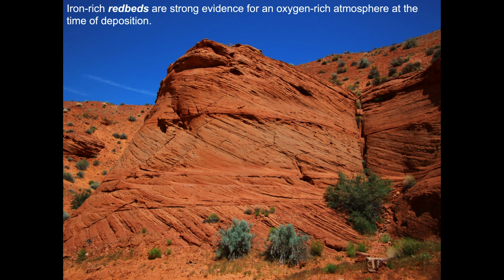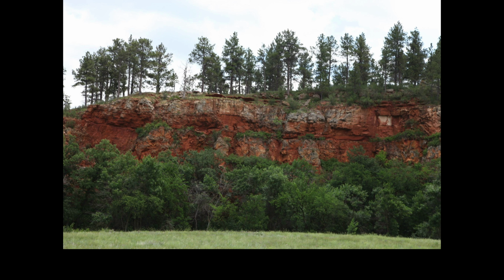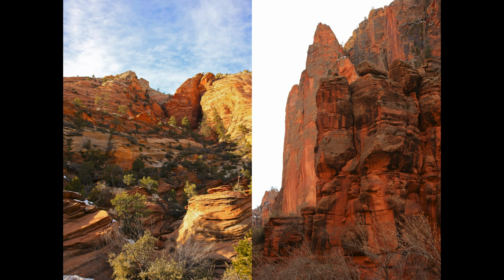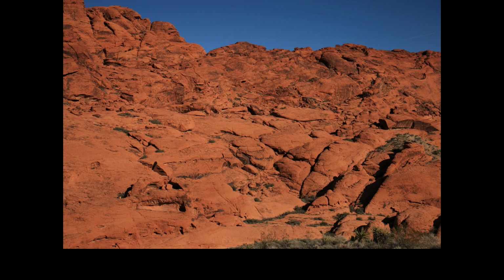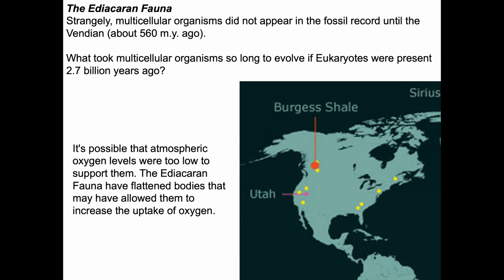When we see things like red beds, these are sandstones that are often bright red, we know these are iron-rich, and they're very strong evidence for oxygen-rich environments at the time of deposition. Here's another. This is from Custer State Park. It is probably Triassic, I'm guessing Spearfish Formation, but I didn't get out and look at it. A couple more shots. These are the rocks that make Zion National Park famous in southern Utah, Navajo sandstone, and another shot of Navajo sandstone near Antelope Canyon in northern Arizona.